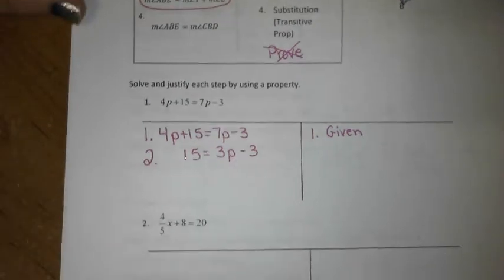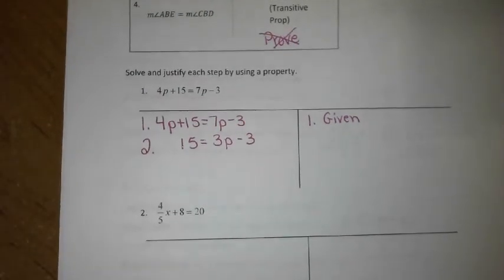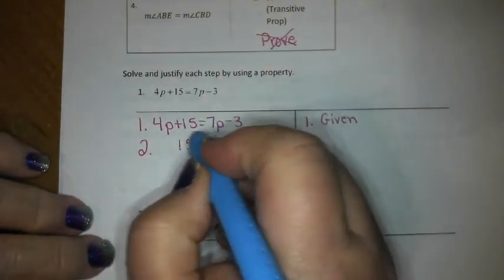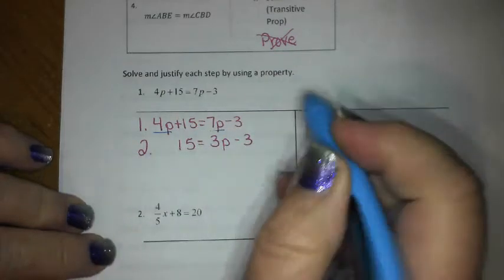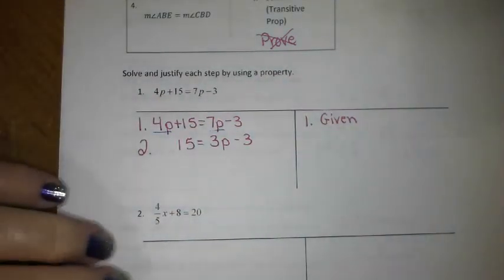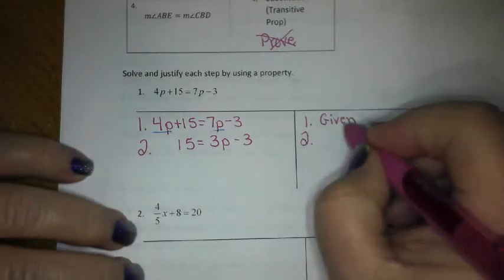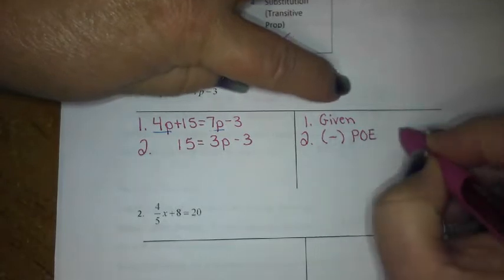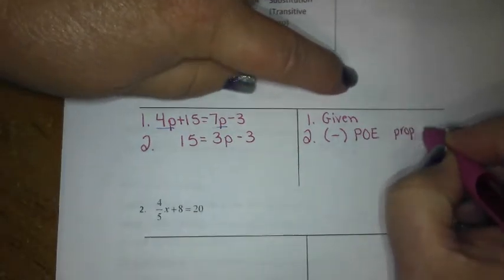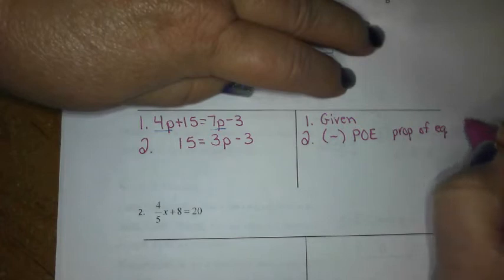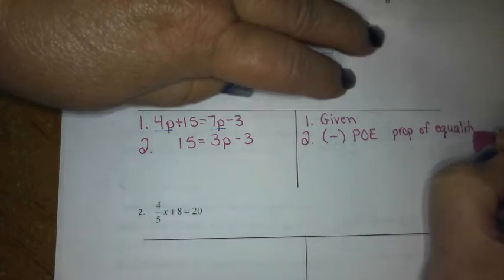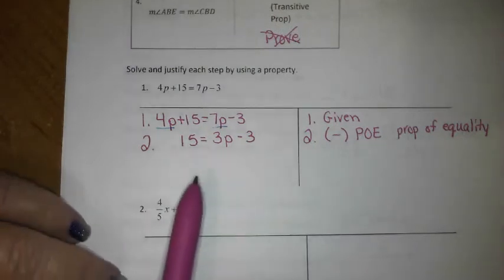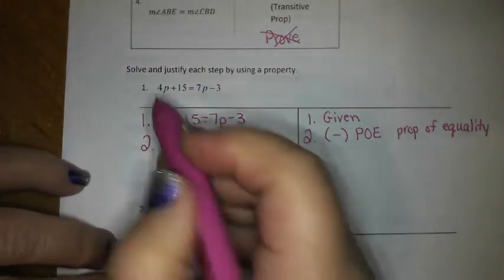So you're looking at it thinking, what did I just do to both sides? Well, what changed? Well, the 7 became a 3, and the 4 is gone. So what did I do? I subtracted 4 from both sides. That's the subtraction property. I'm going to call it subtraction, and then POE stands for property of equality. You could probably just call it the subtraction property and be just fine. I subtracted the same number from both sides, so that's the subtraction property.